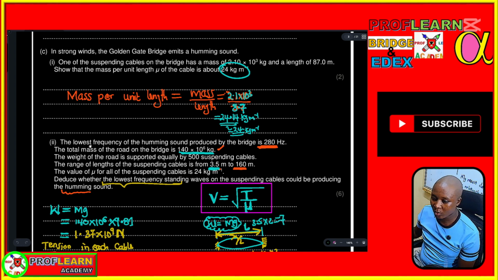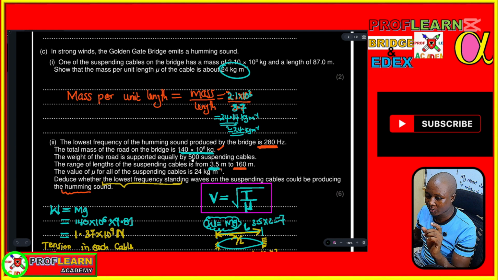We're told the lowest frequency of the humming sound. The humming sound is the one that we're talking about. Now the lowest frequency of the humming sound produced by the bridge is 280 hertz, and the total mass of the rod on the bridge is 140 times 10 to the power 6 kilograms. The weight of the rod is supported by 50 suspending cables. The length of the suspending cables ranges from 3.5 all the way to 160 meters.